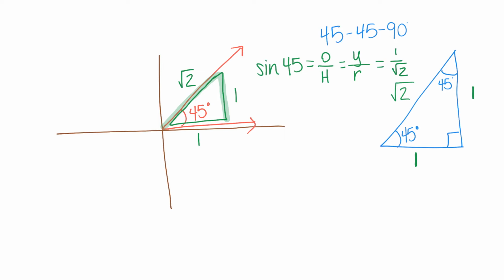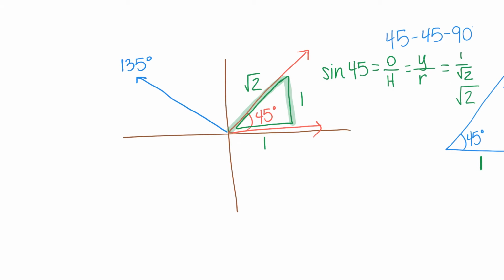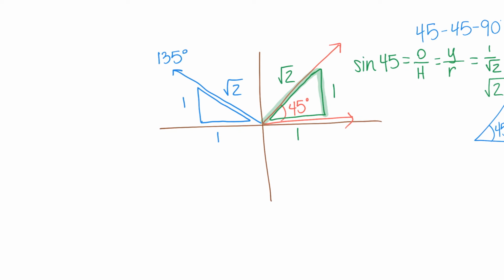Okay? Now, if I draw that same reference angle at 135, it's still going to have that same triangle underneath here, right? That's got that same ratio of 1 to 1 to root 2, which means the sine, oh, sorry, what's the difference here? This is -1, right? So that means the sine of 135 is also going to be 1 over root 2.